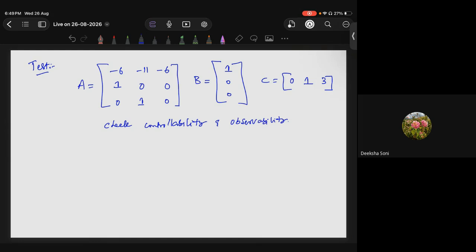Solve it, take a picture and send me an email. Right now the time is 6:50, so you can send it to me by 7:15. You have some 25 minutes. We'll stop here and continue in the next session with observer design.